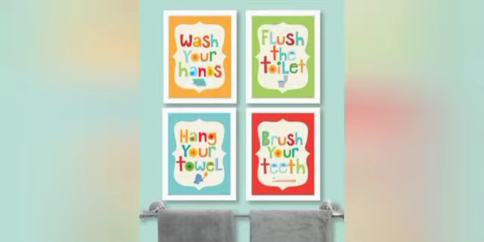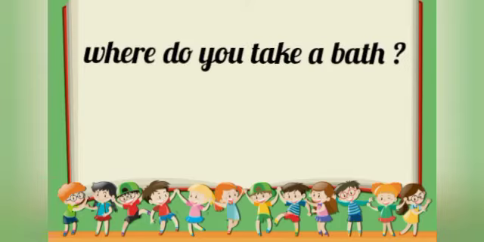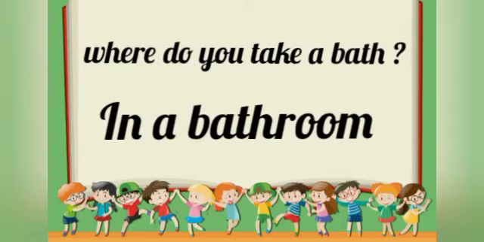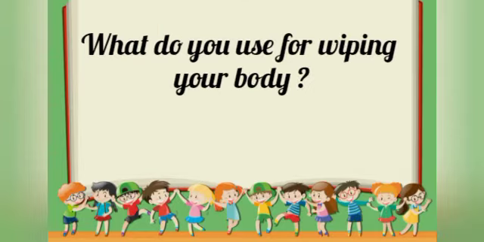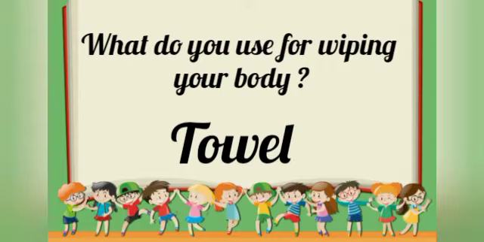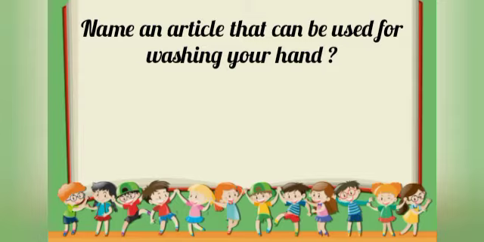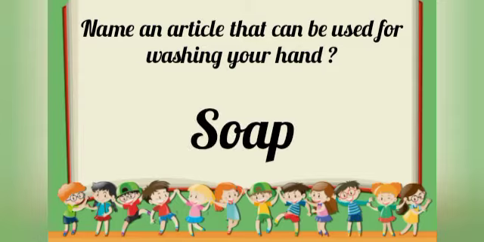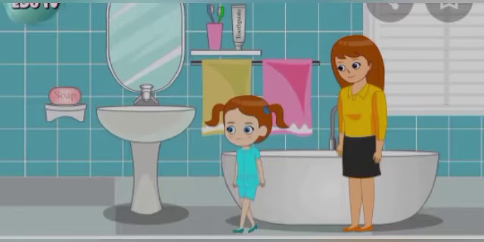Now let's see some question answer related to this chapter. Question number 1. Where do you take a bath? Your answer is in a bathroom. Question number 2. What do you use for wiping your body? Your answer is towel. Question number 3. Name an article that can be used for washing your hand. Your answer is soap.